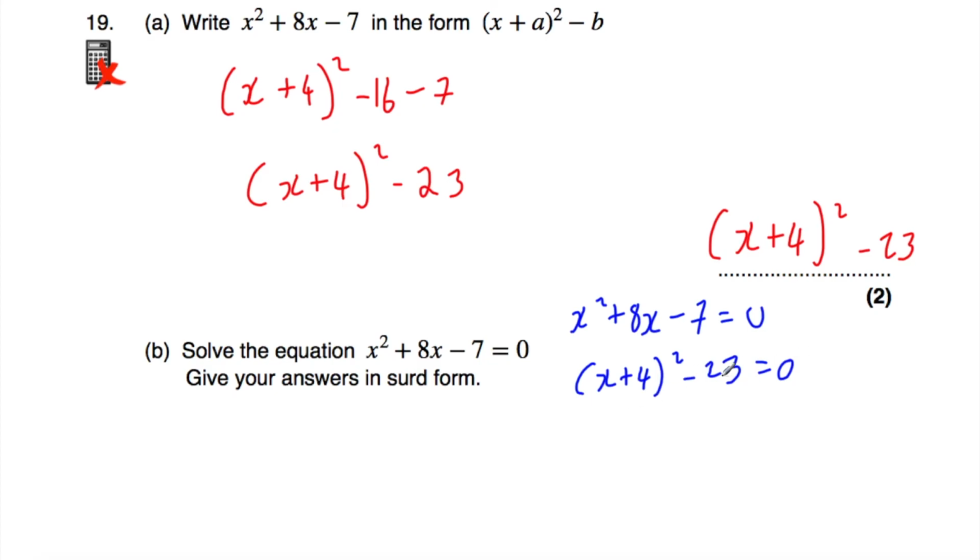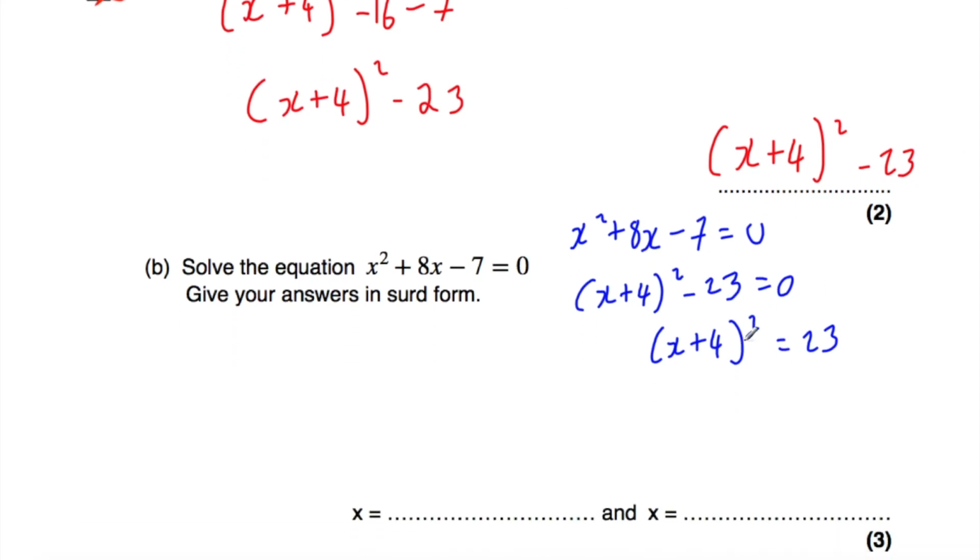Now, if we want to solve this equation, the first thing we would do is add 23 to both sides. So that would give us (x plus 4) squared equals 23, just adding 23 to both sides. Now we want to get rid of this square, so we're going to square root both sides. That would give us x plus 4 equals plus or minus the square root of 23. And then we want to get rid of this 4, so we're going to take 4 away from both sides.